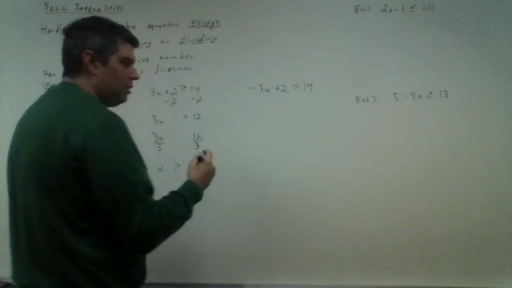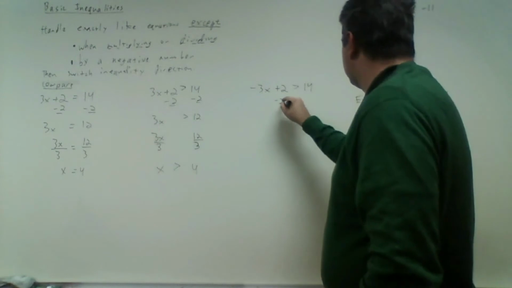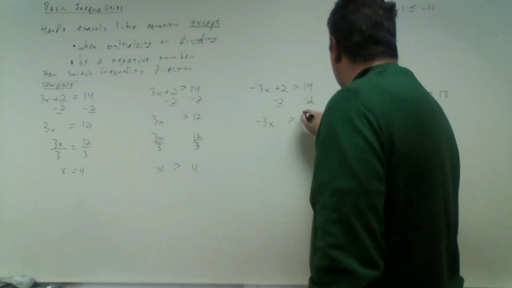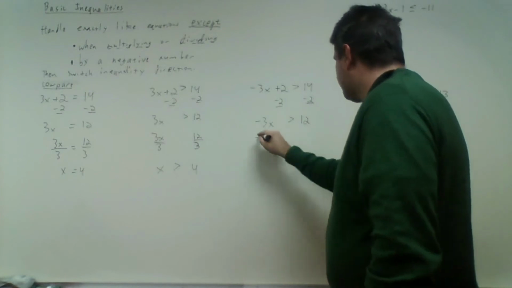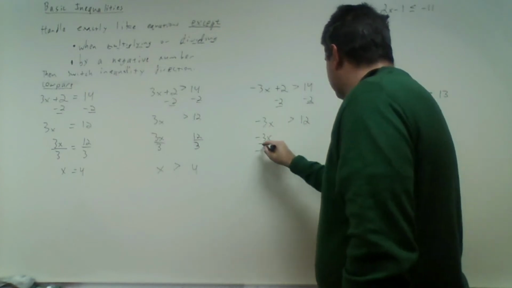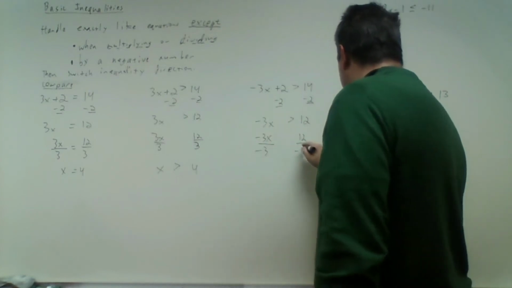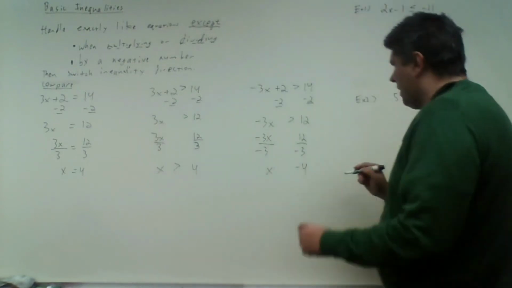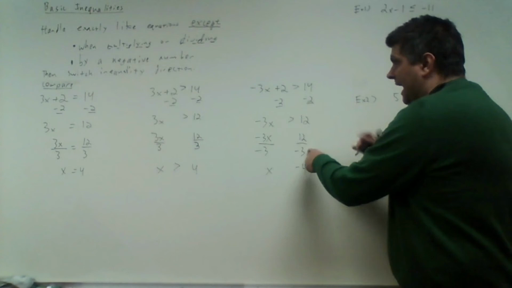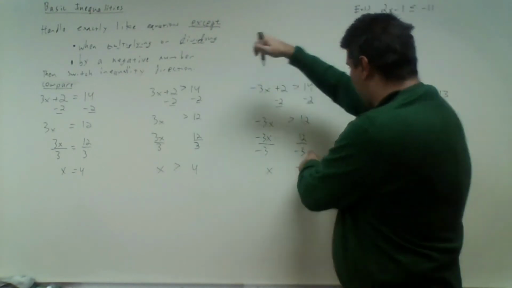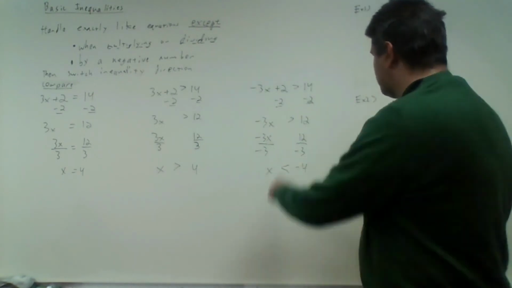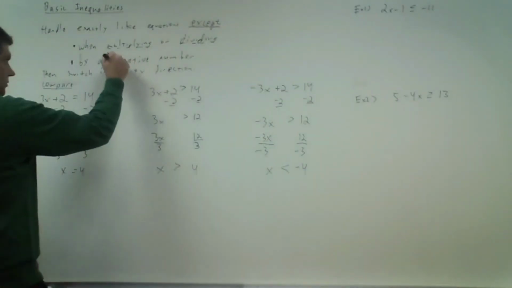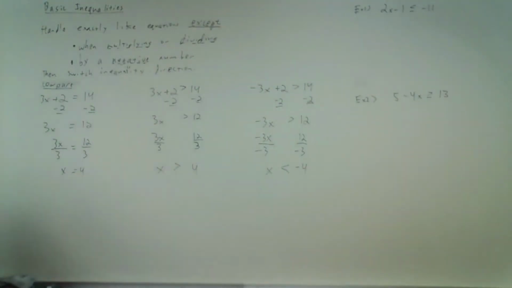That's different from here. Where I will subtract the 2, we have negative 3x is greater than 12. I would divide off the negative 3 and x, and I get negative 4. Now, because I divided by a negative number, I switch the inequality direction. The mouth faced towards the x now faces away from the x. Okay?